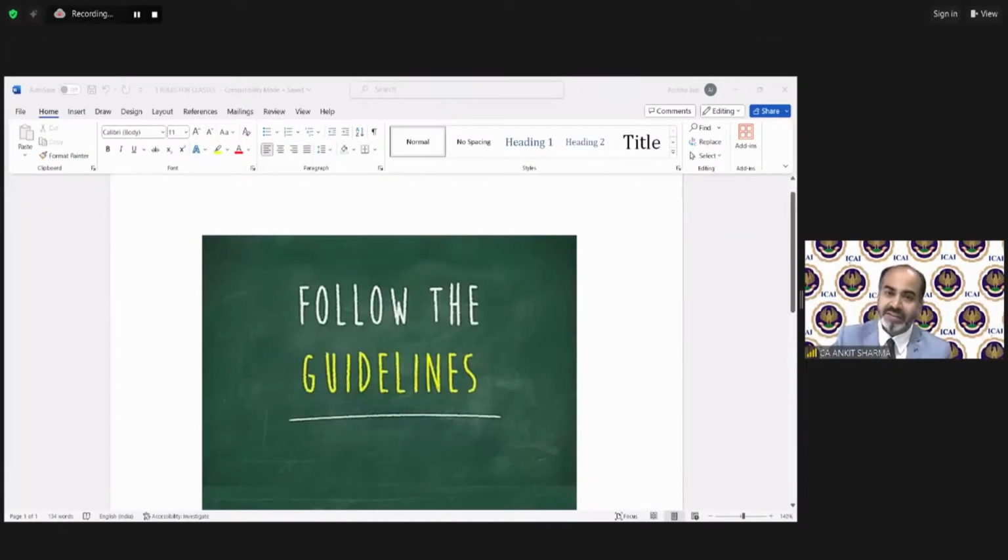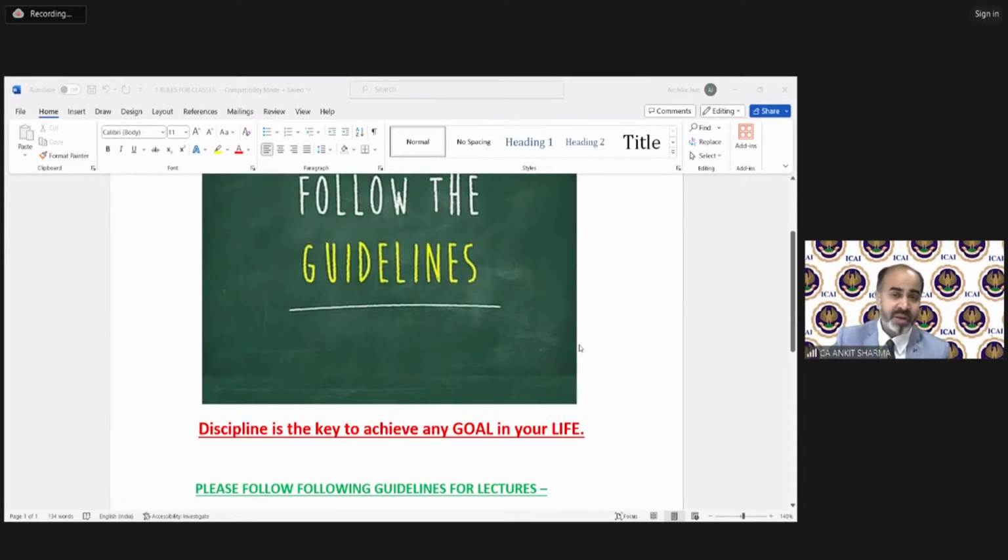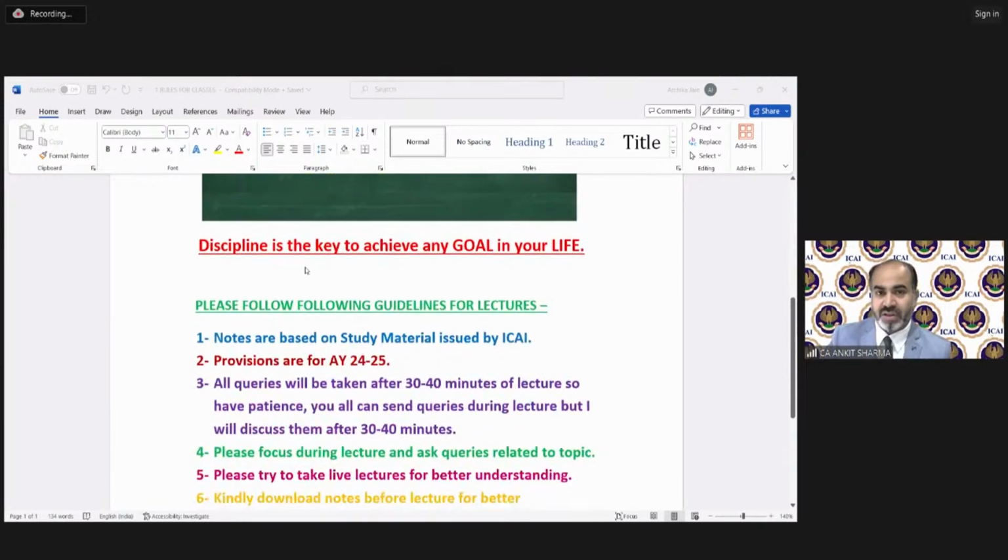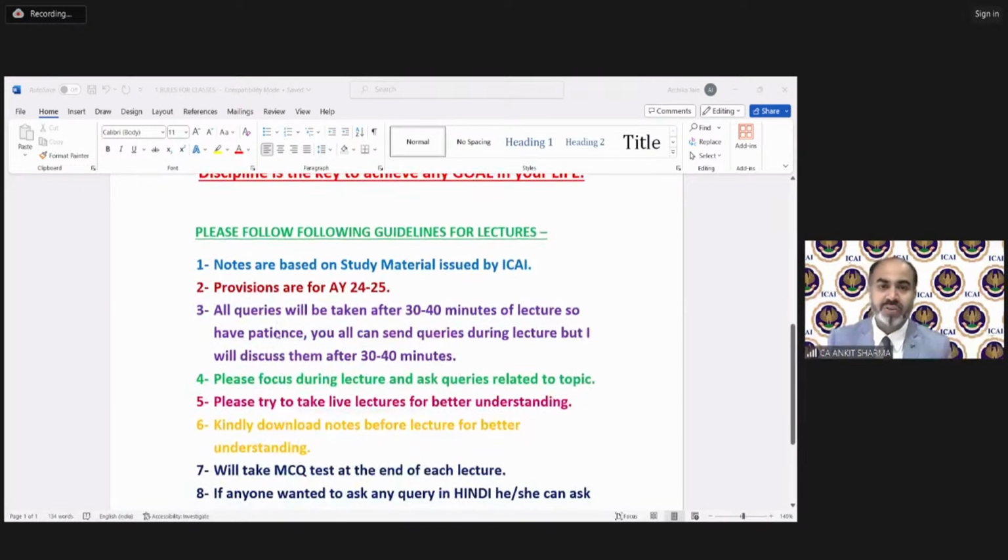These are the guidelines. Those who have taken the lectures already must know these guidelines, but if anyone is going to take the class for the first time, kindly follow these guidelines for better understanding of classes. Discipline is the key to achieve any goal in your life. These notes are based on study material issued by ICAI. Provisions are for assessment year 24-25, which will be applicable for May 24 and November 24 examination.